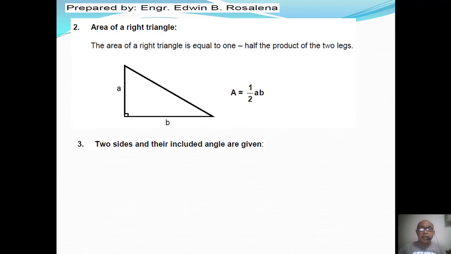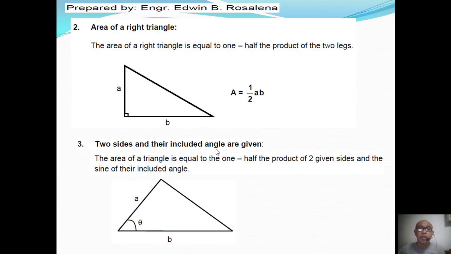Okay? Third, if we are given 2 sides and the included angle of the triangle. So let us say we have that here. We are given 2 sides and the angle included in between the 2 sides. So the area of a triangle is equal to 1/2 the product of the 2 given sides and the sine of their included angle. Now take note, the angle is the included angle between the 2 sides.